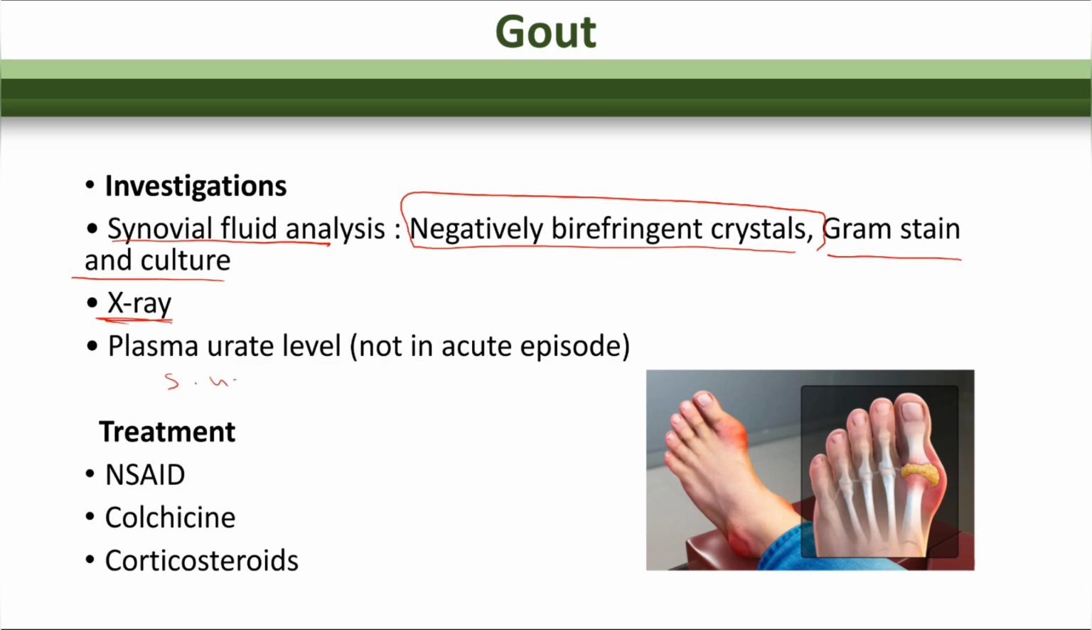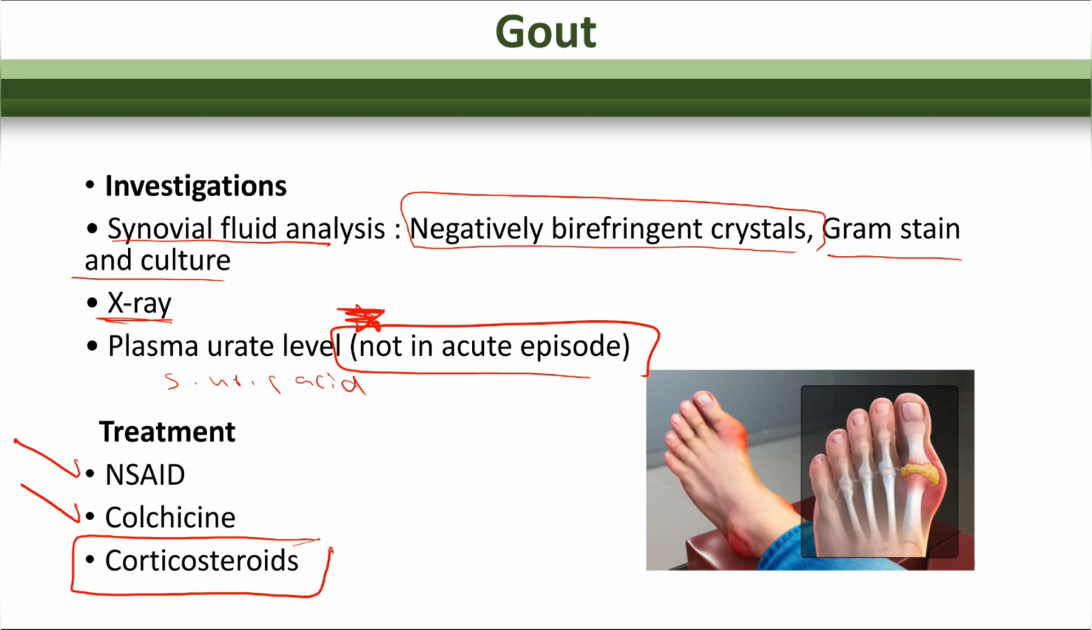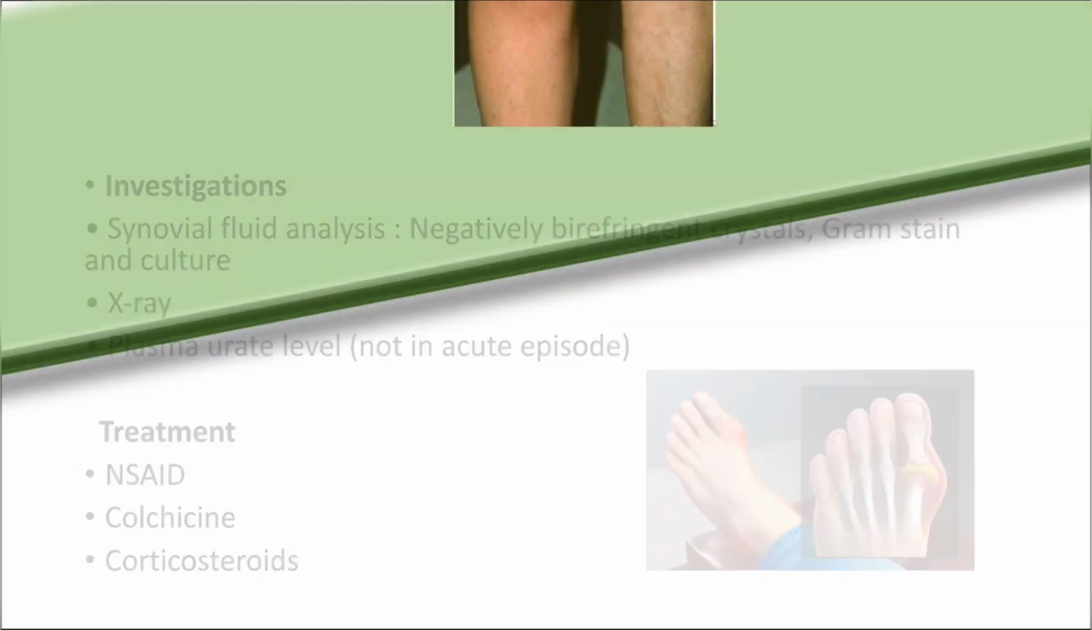So the serum uric acid level should not be sent in an acute episode, because it is sometimes normal during an acute episode, so you will fail to diagnose the patient. The treatment is non-steroidal anti-inflammatory drugs. If the patient has not responded, or if the patient has a contraindication, you can use colchicine. If the patient has not responded to treatment or has a contraindication to this, you can use corticosteroids. Sometimes corticosteroid local injection is also used to treat gout.